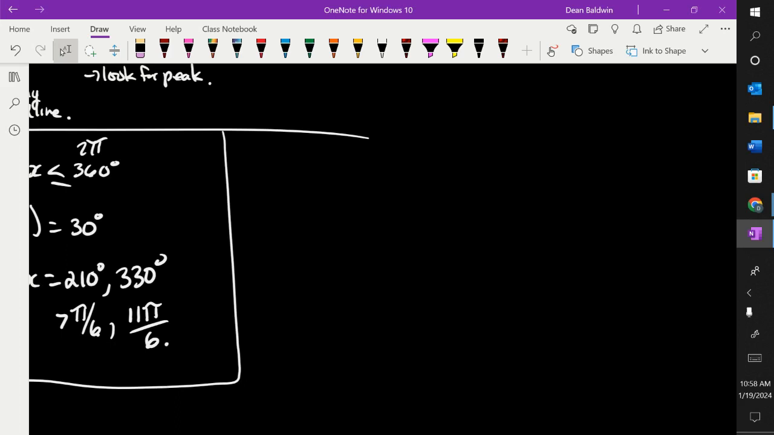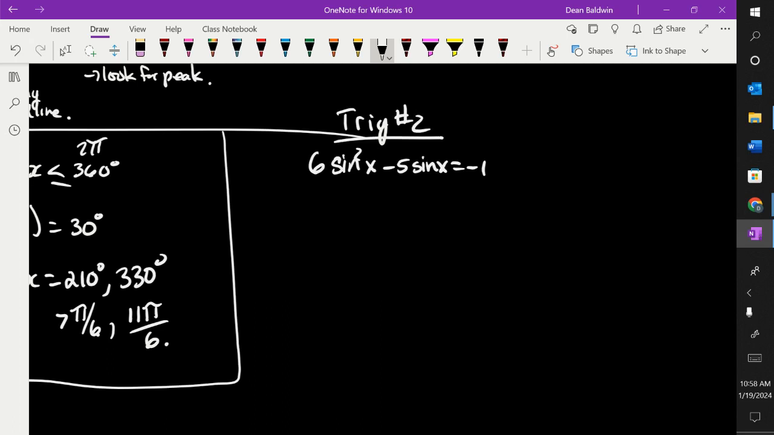Okay. Let me do a trig 2 equation first. So let's solve. So trig 2, they made a sequel. All right, this is trig 2. Trig number 2. Boom. 6 sine squared x minus 5 sine x equals negative 1. Did I say it was squared? No. Well, it's not.